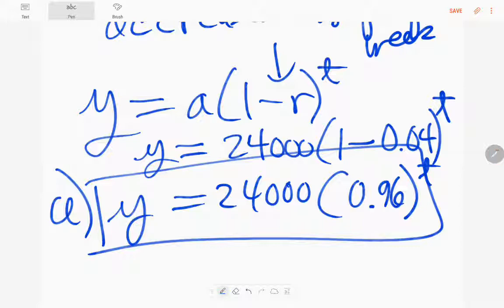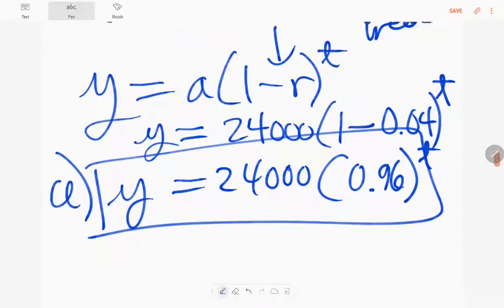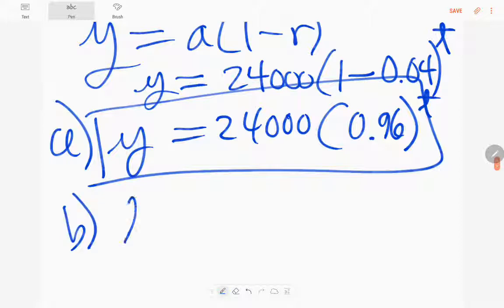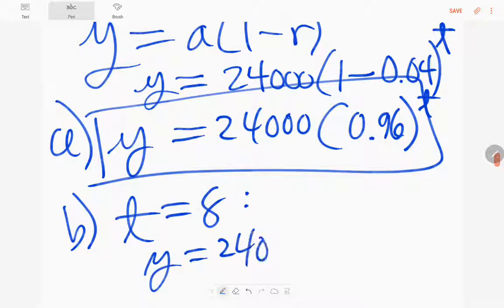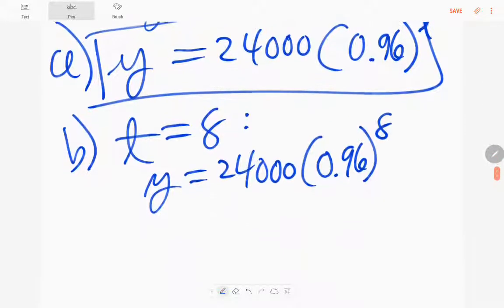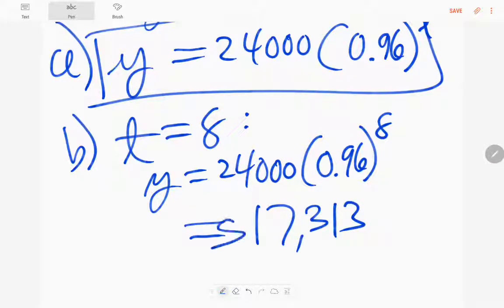Part B, find the sales 8 weeks after the end of the advertising campaign. So just plug in 8 for T, essentially. Plug that into a calculator, and you should end up with this, $17,313 to the nearest dollar.